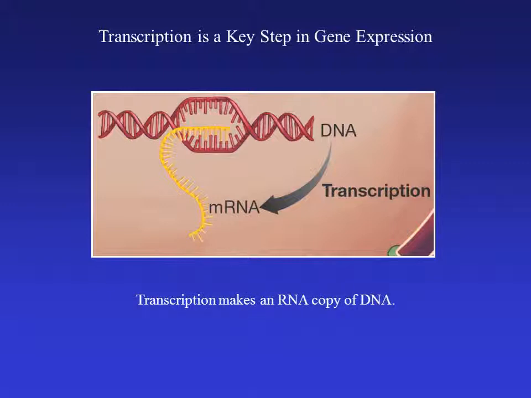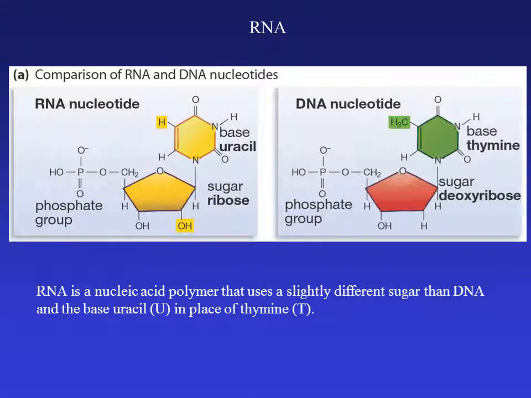So transcription makes an RNA copy of DNA. So RNA. There is, as I said, two differences with RNA to DNA. RNA is a nucleic acid polymer that uses a slightly different sugar than DNA and the base uracil in place of thymine. So make sure that you have this down.